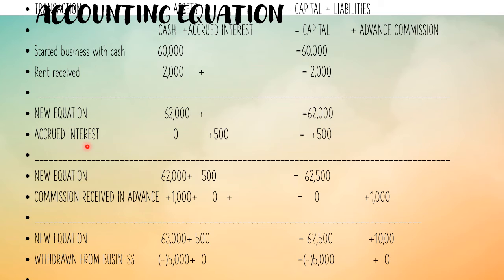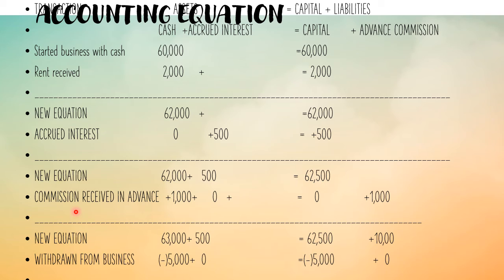Next transaction, accrued interest. What will be the effect of accrued interest? It will add to the capital because your income is increasing, and since you have not received it in cash, you are going to receive it in future, you are having an asset, and that will be named as accrued interest. Accrued interest is our asset. So when there is accrued income, we will add that to the capital and we'll show that in the asset side also. Okay. And what is our new equation? 62,000 plus 500 is equal to 62,500 capital.